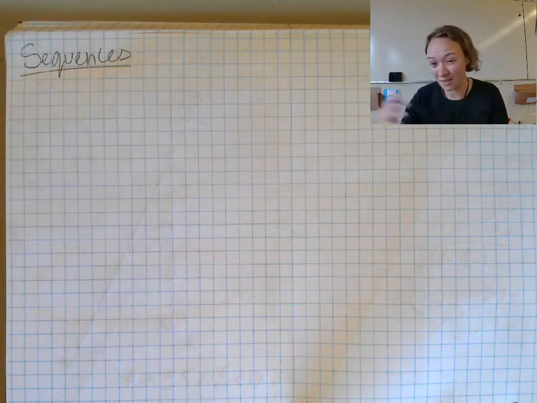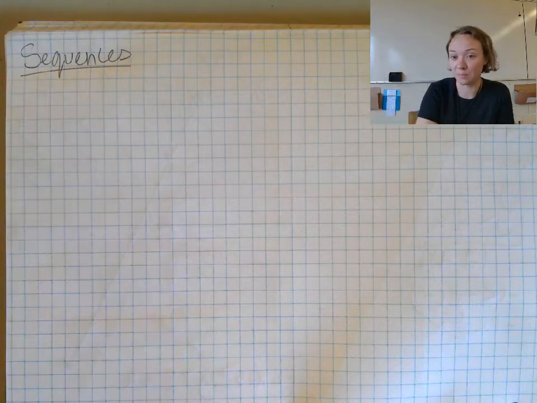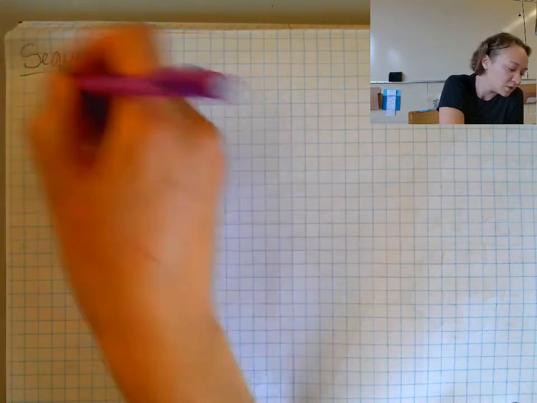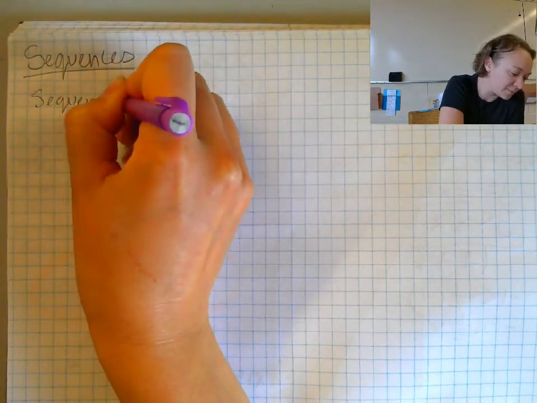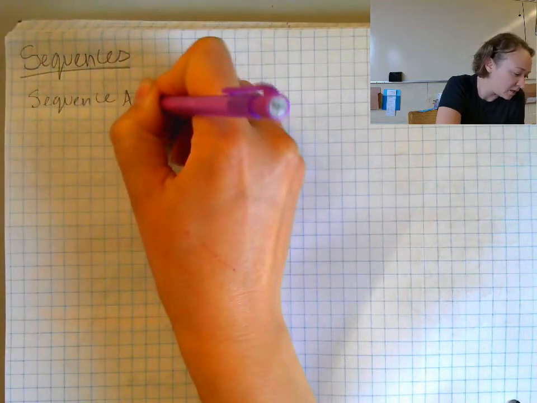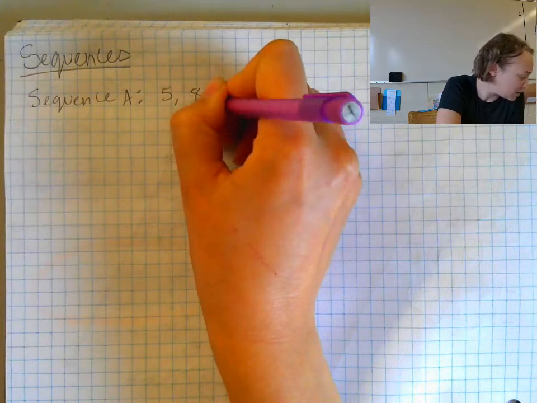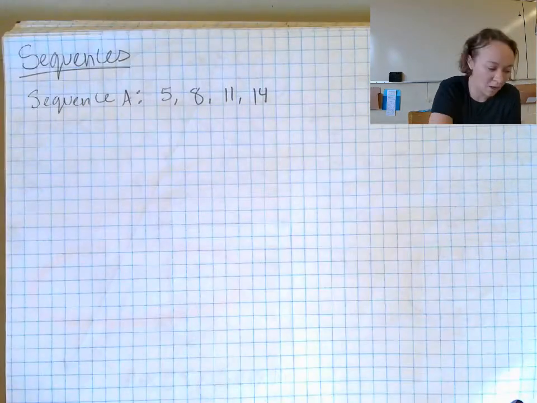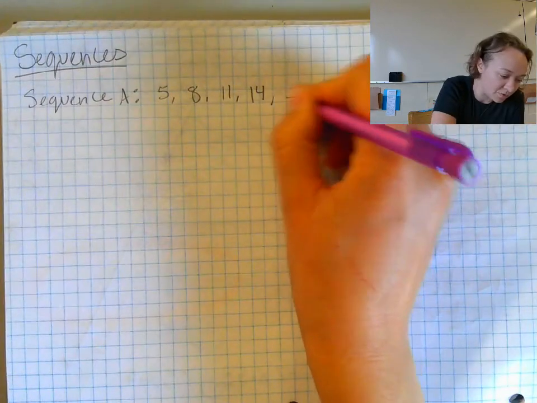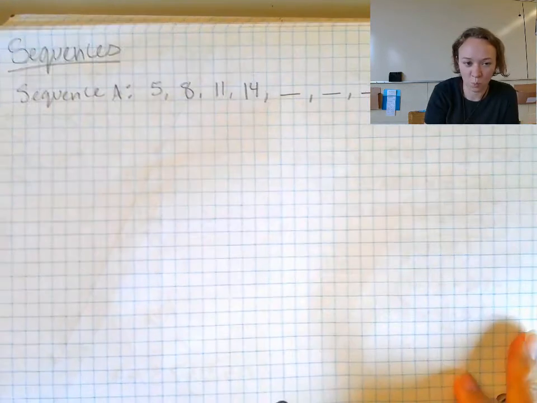I want you to copy these down with me, and I want you to try and fill in the next few terms after I do the first ones. So first, we're going to do sequence A, and that's going to be 5, 8, 11, 14. Notice I'm separating these by commas. I want you to fill in what are the next three terms, please.